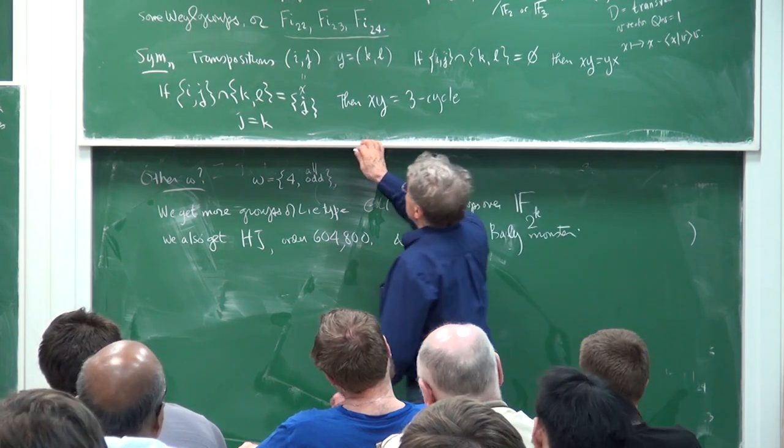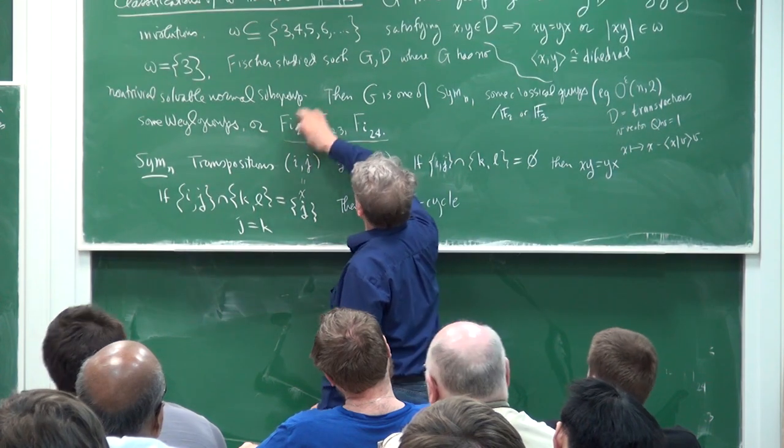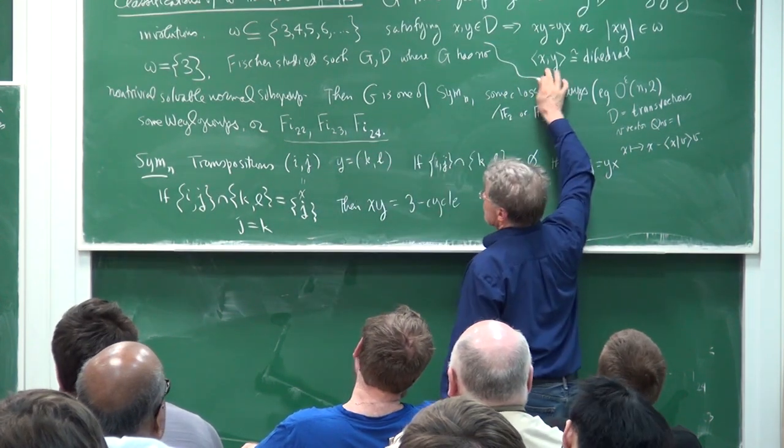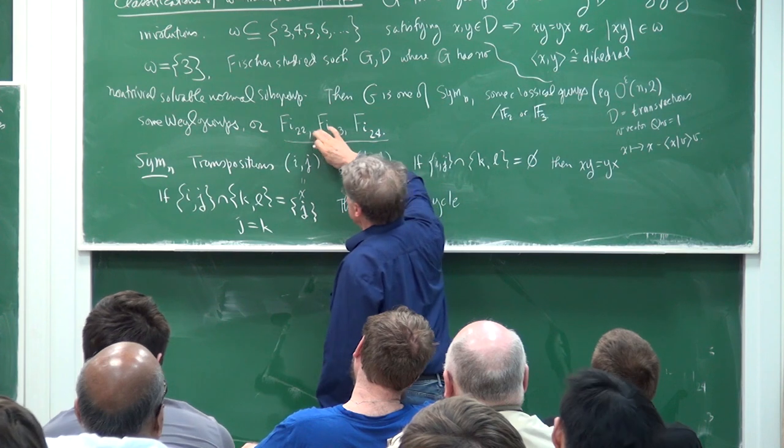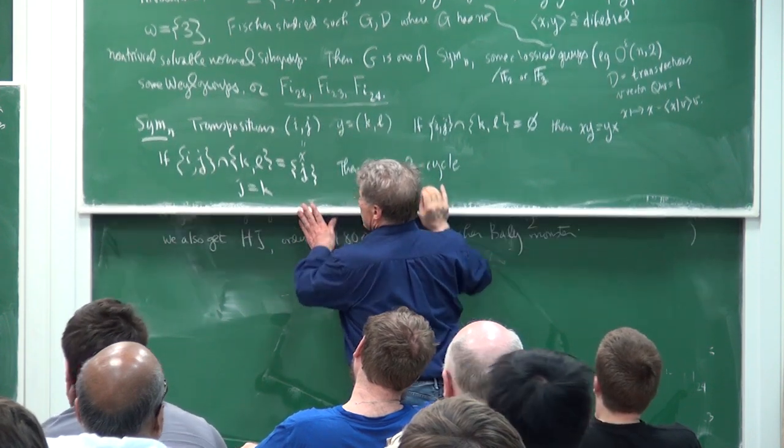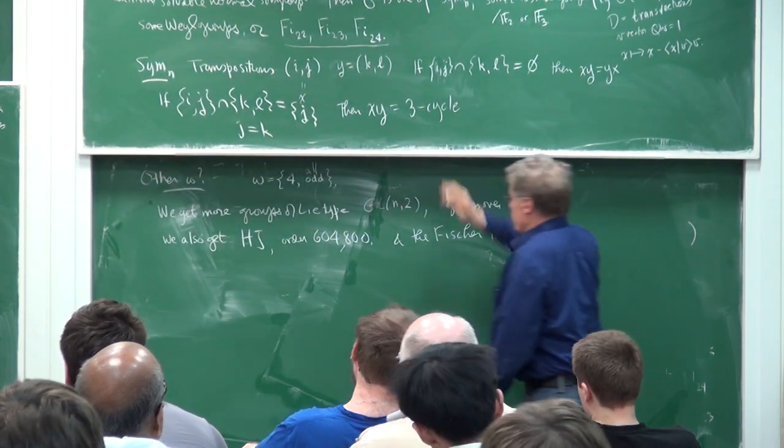So you've got this really simple hypothesis, which was not explored until Fischer did so in the 60s, and you can pick up some sporadic groups that way.